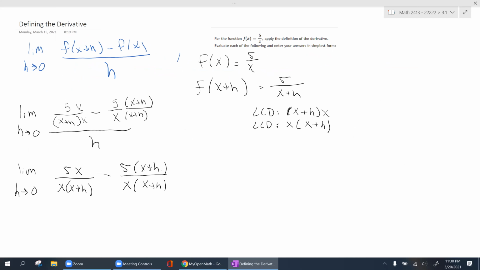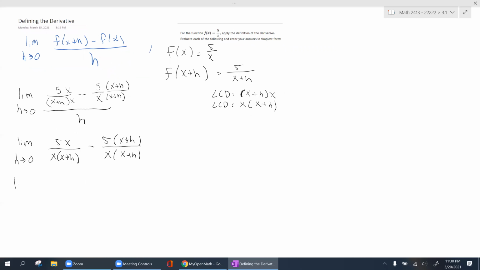I know that once you have the same denominator, you can combine things and the denominator stays the same. So I have the limit as h approaches 0 of 5x minus 5 times x plus h over x times x plus h. Oh, and I'm sorry, sidetrack. I know everything for me is all over h.